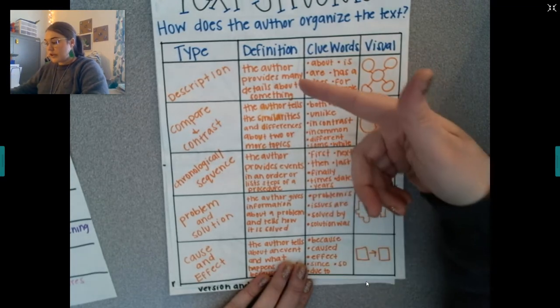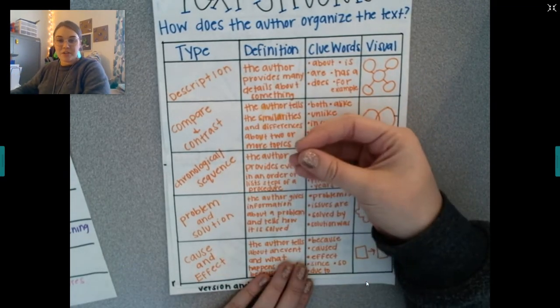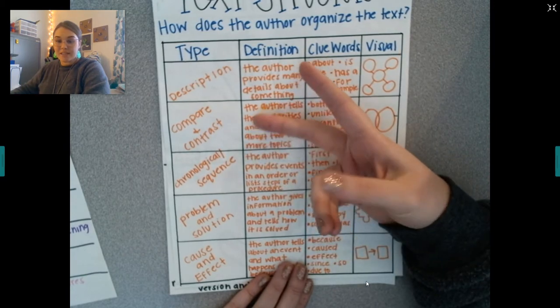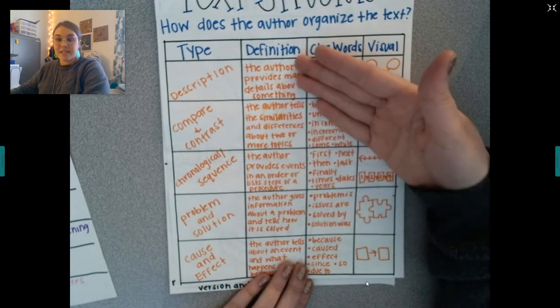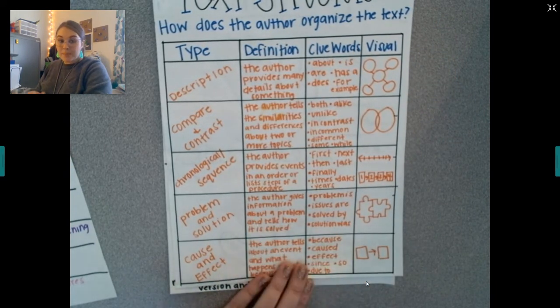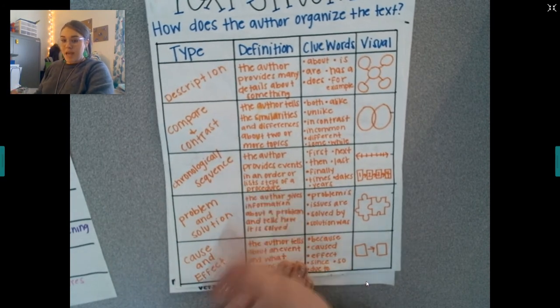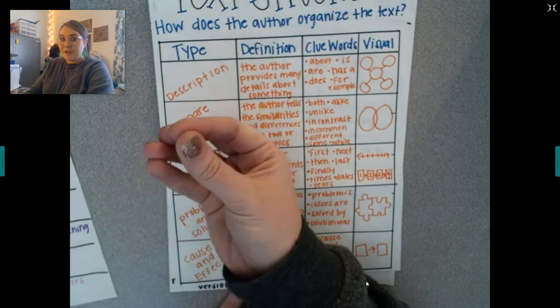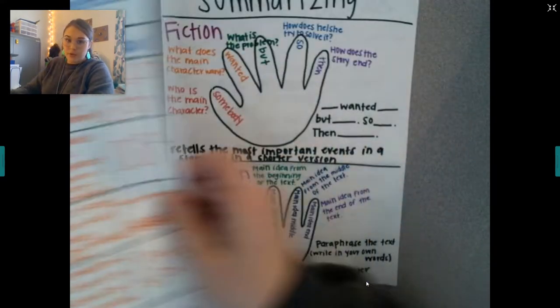So remember, description is when we talk about one thing, and it just describes that one thing to you. Compare and contrast is 2, and they tell you similarities and differences between the both. Sequence is they tell you an order of events, and they tell you it in order. Problem and solution is they give you a problem and how you should solve it. And cause and effect is they give you an event, and they tell you what happens after it. Okay, this is just a quick review.